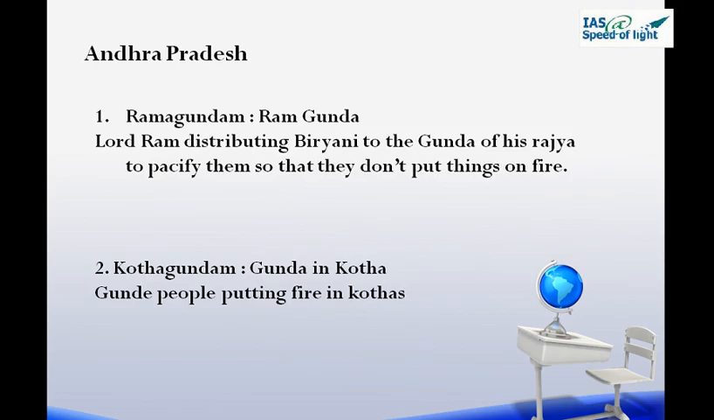Second is Kothagudem, or the Gunda in Kotha. Kothas are the places where girls dance. Sometimes it's also known as a prostitutes' area. So gundas in Kothas. These dons are putting fire in Kothas. They went to the Kothas, but one girl disagreed to dance with them, so they are now putting fire in all the Kothas. So Kothagudem, or gundas in Kotha, we relate with fire, and also with biryani, that is Andhra Pradesh.